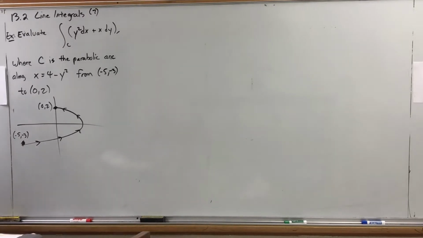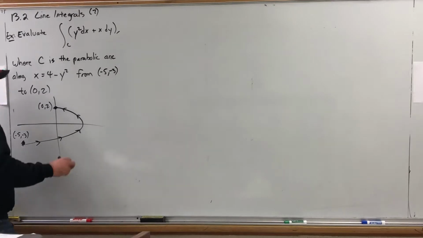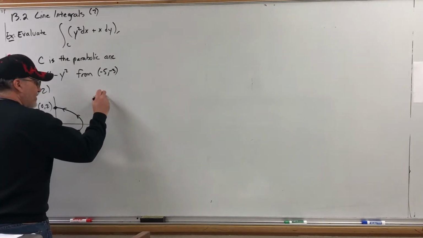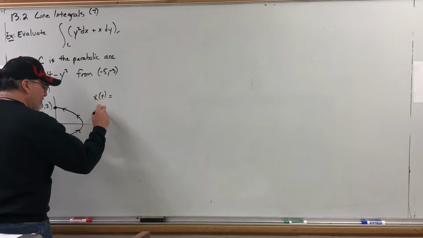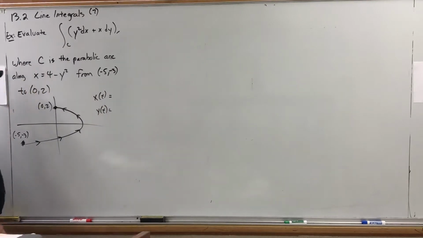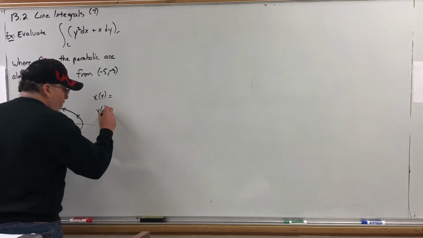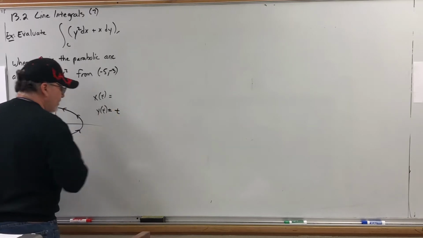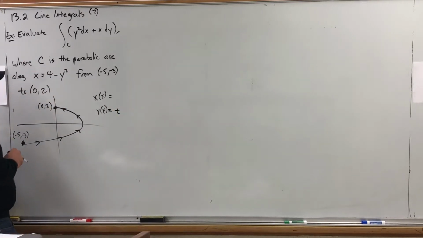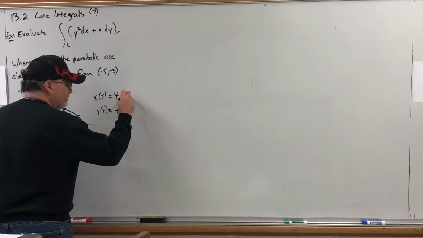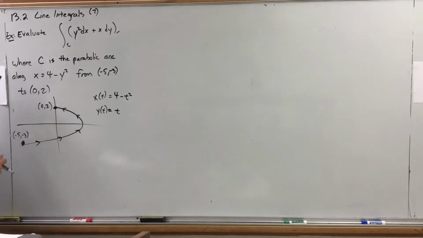Let's find out. First, we need to parameterize this. x of t equals and y of t equals. In this case, we have x as a function of y. And if we have x as a function of y, we can just define y of t to be t, and then x of t to be 4 minus t squared. That makes sense. y is equal to t, so x is equal to 4 minus t squared.